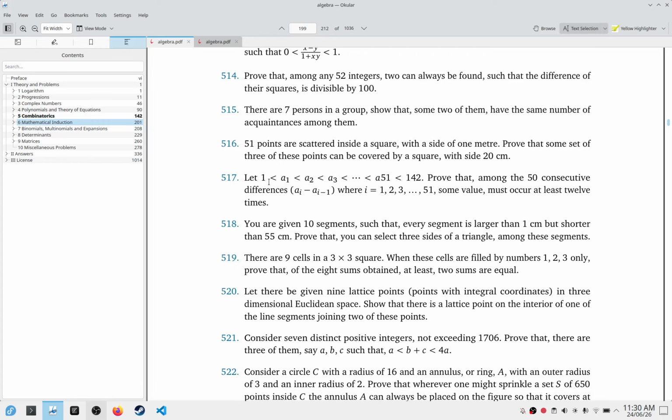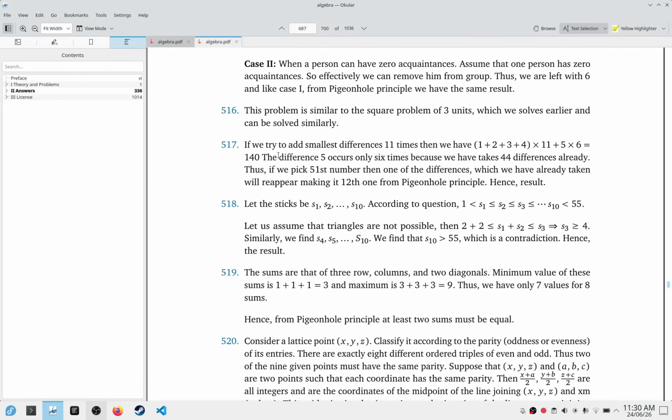Question 517 says let 1 less than a1 less than a2 and so on up to less than a51. This should be subscript. Less than 142. Prove that among the 50 consecutive differences a_i minus a_(i-1), where i varies from 1 to 51, some value must occur at least 12 times.